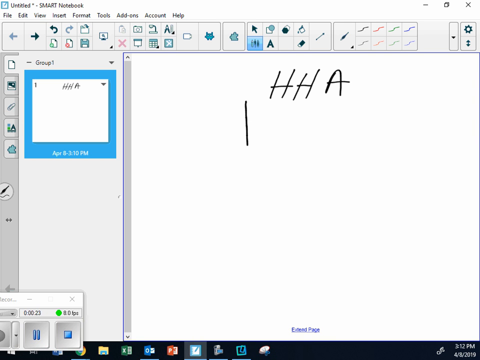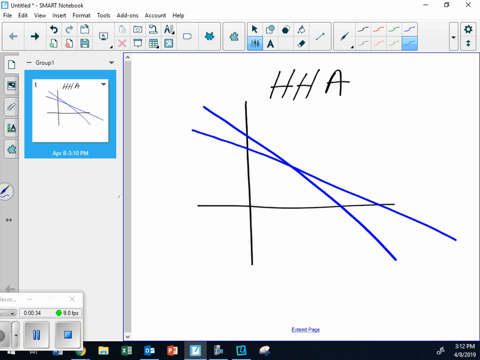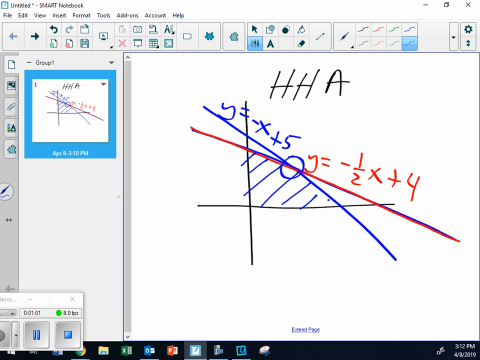The main thing I wanted to point out for today, this is just a quick replacement video because unfortunately the video died, is if you have two equations and they're like this, how do you see where those two equations cross? Let's say this one is y equals negative x plus 5. And let's say, I'm going to make this one red, that equation was y equals negative 1/2 x plus 4. I'm going to see where those two equations cross to find a vertex of the feasible region.